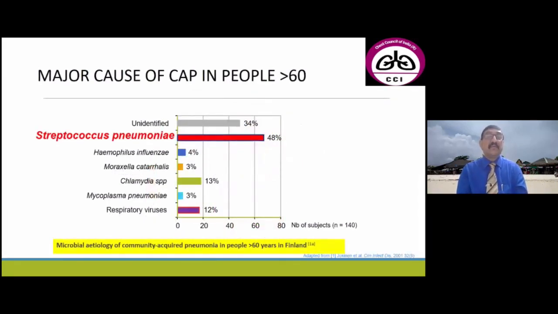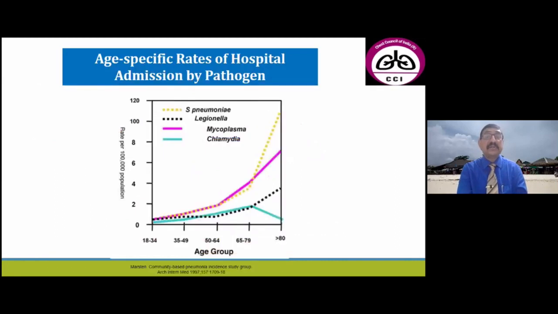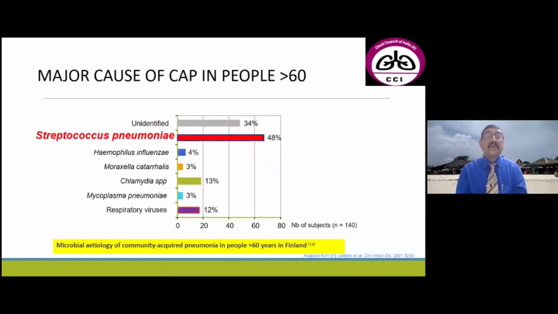What are the major causes of community acquired pneumonia in people above age 60 years? Definitely it is Streptococcus pneumoniae. This is the bug which results in community acquired pneumonia. It is the most offending organism which leads to community acquired pneumonia in people aged more than 60 years.